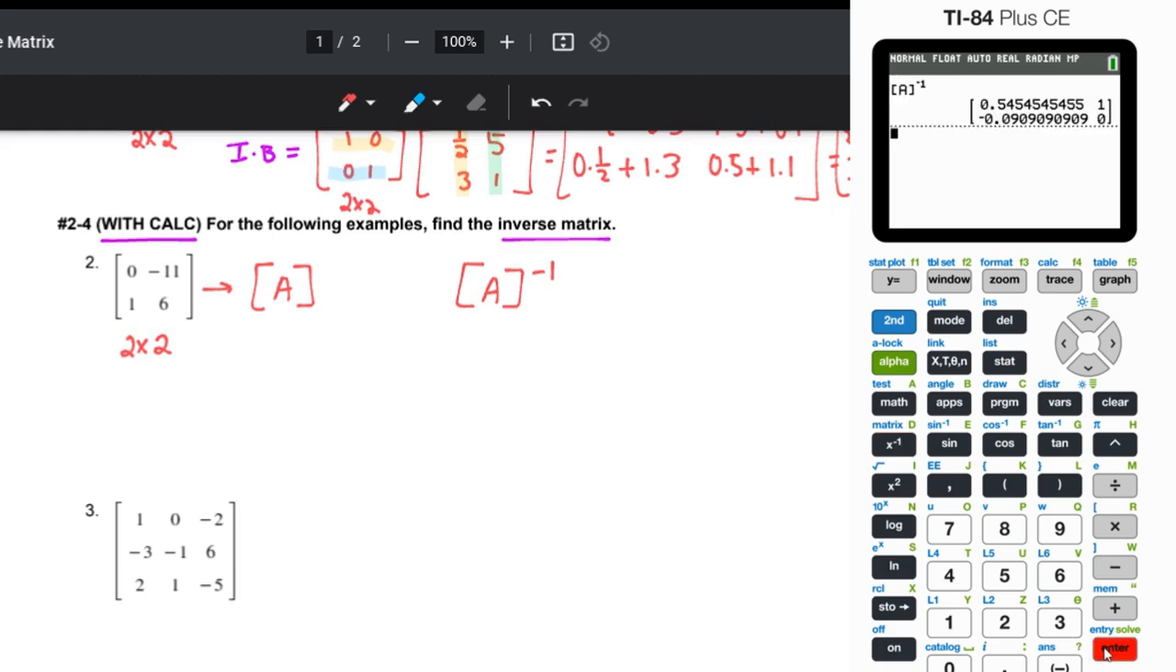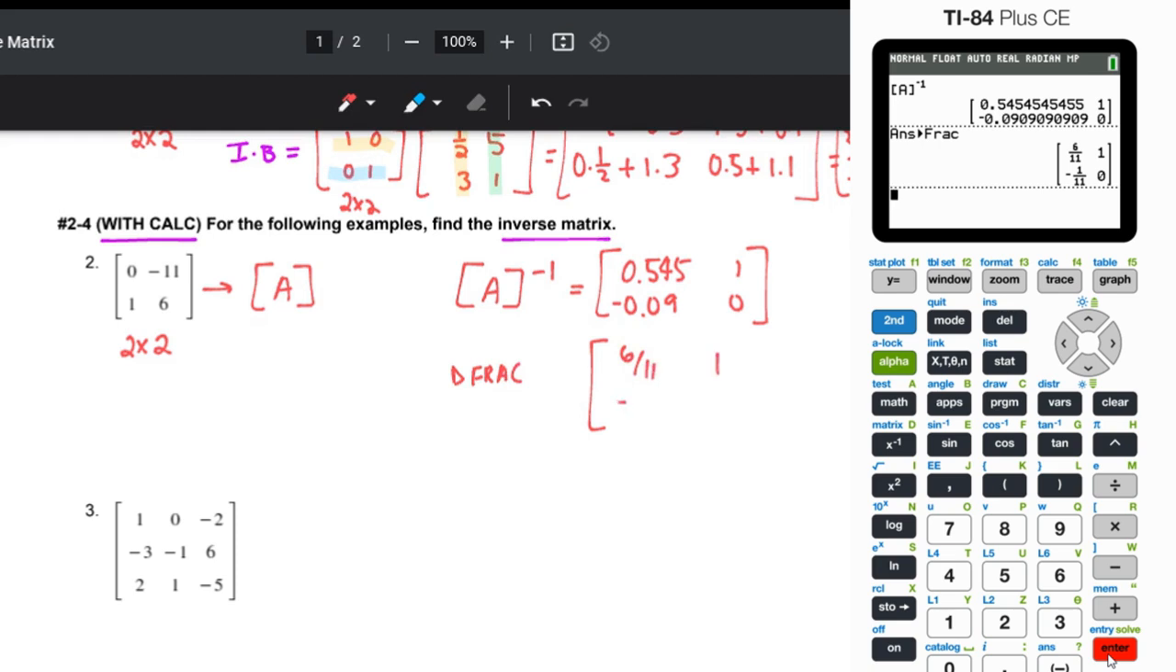I get a decimal approximation. So notice that I'm going to write down a rounded version of this decimal. So 0.545, and then 1, and then I get -0.09, and then I get a 0. But I would like to convert that to a fraction. So if I hit the math button and change to a fraction, just like I would anything else, I get 6 over 11, 1, -1 over 11, and 0. And that's my inverse matrix.